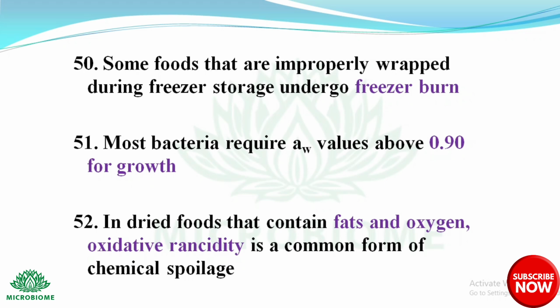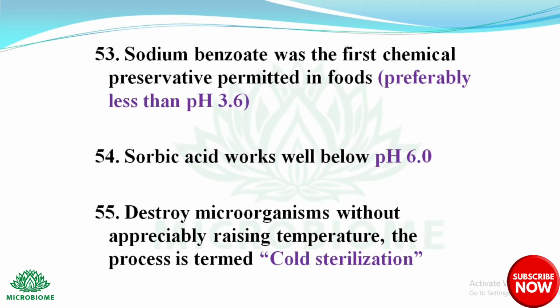Next, most bacteria require water activity values above 0.9 for their growth. In dried food that contains fat and oxygen, oxidative rancidity is a common form of chemical spoilage. Here comes chemical preservatives. Sodium benzoate was the first chemical preservative permitted in foods, preferably below pH 3.6. Then sorbic acid. It works well below pH 6.